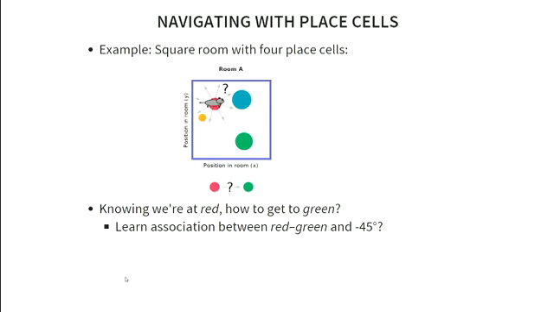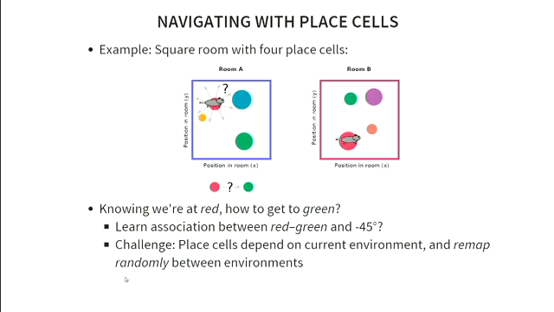Well, one possibility is to have the rat explore the entire room extensively and then learn all these associations between different pairs of place cells and the associated direction of movement. So in this way you can know that red to green, that's associated with a southeastern movement or minus 45 degrees. But the problem is that place cells depend on the particular environment that the rat is in.